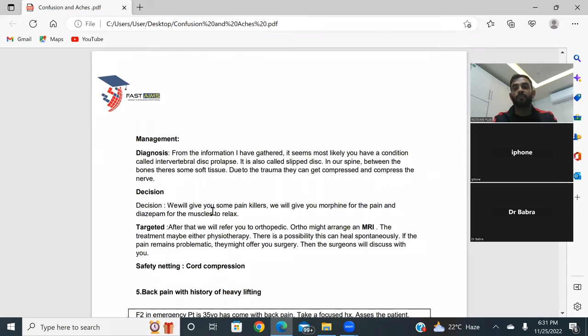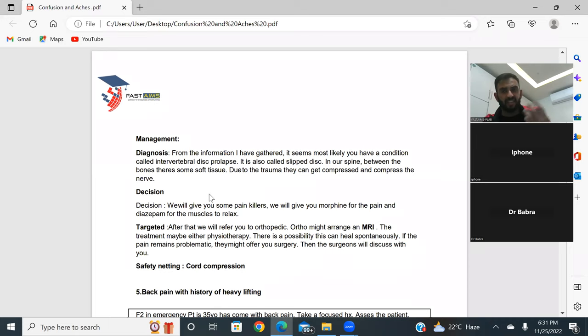Then what is your decision? We will give you some painkiller. We will give you morphine for pain, because you will be asking the patient what he has taken. If he's saying the pain is too much, he has already taken the painkiller, then morphine. Otherwise, simple painkiller. We cannot jump directly to the morphine. If there is a lot of pain and he has already taken the painkiller, then we can jump towards the morphine. Otherwise, no.